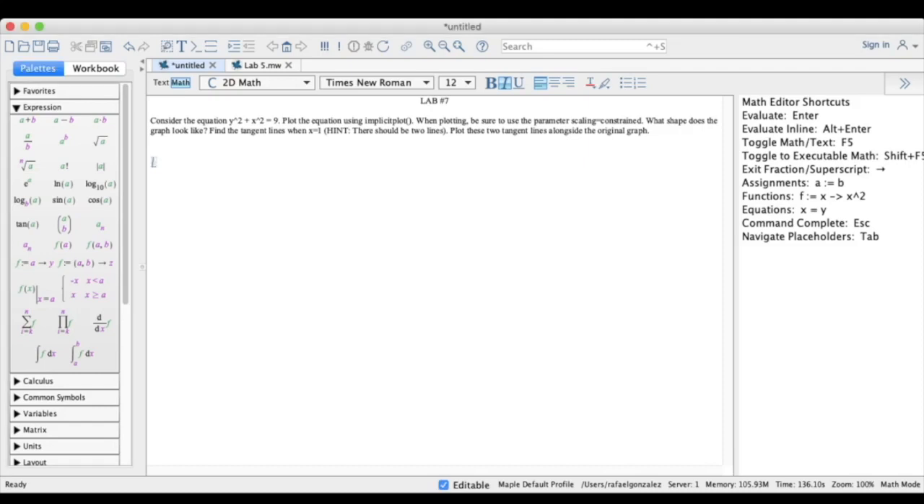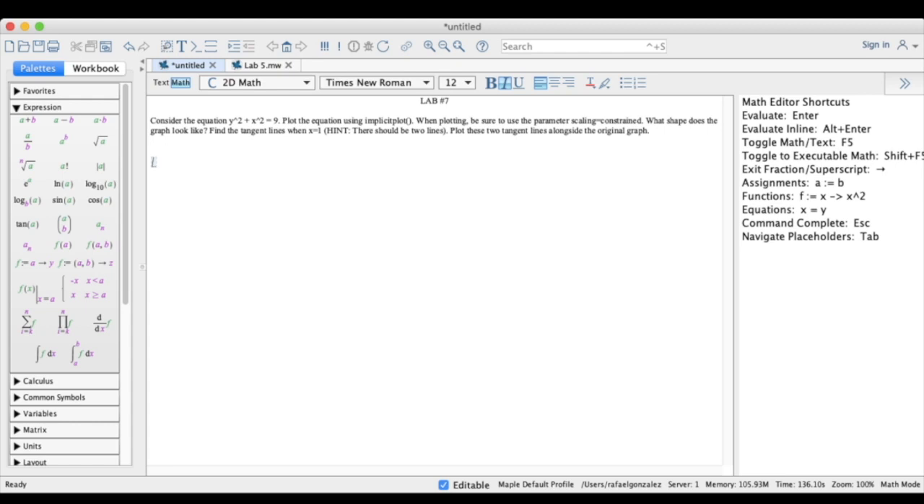Alright, welcome back everyone. This is lab number 7 for Math 155. Today we will be talking about implicit differentiation and implicit plots. By now you should have learned what implicit differentiation is in your lecture. We use implicit differentiation when we have an equation or a function of two variables, namely x and y.